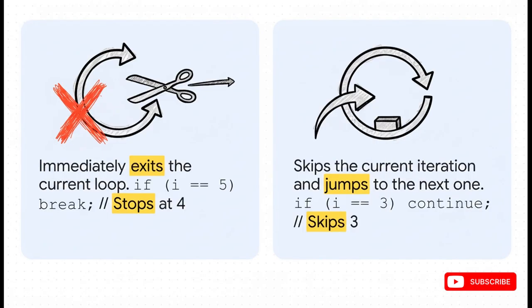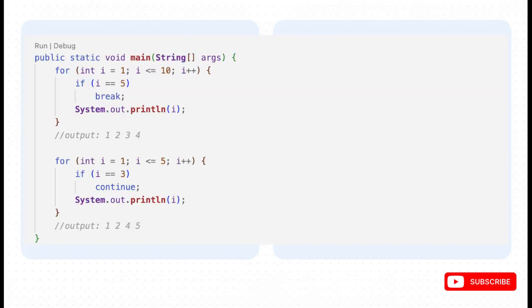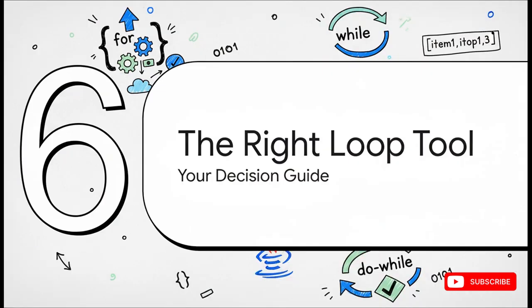But what if you need to get even more granular? What if you need to change the loop's behavior from the inside? That's where break and continue come into play. Break is your big red emergency stop button. The second the code hits break, it immediately ejects you from the loop, no questions asked. Continue is a little different. It's more like a skip button. It says, okay, I'm done with this particular run, just skip to the very next one.